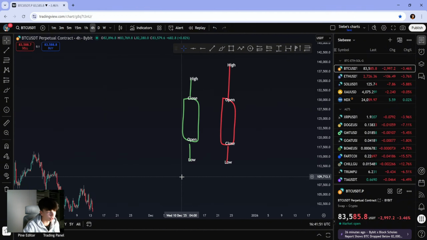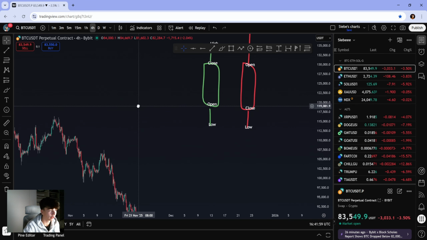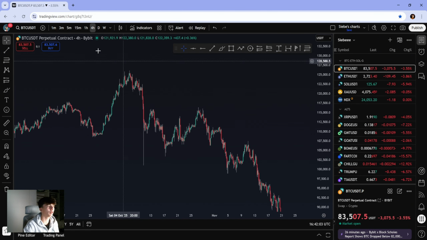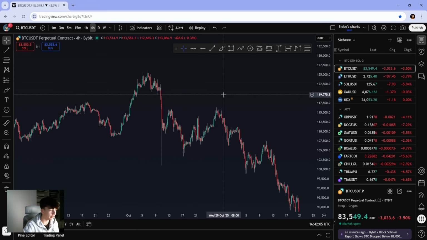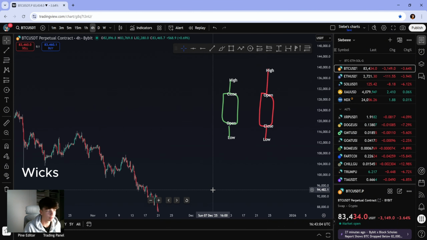Now a bit more about the wicks. So we know this is the body, this is the body, and these small lines are called wicks. Okay, so why are wicks important? I'm not going to show it because it's going to mess up the chart, but those wicks are also just candlesticks but on lower time frames. So why are wicks important?